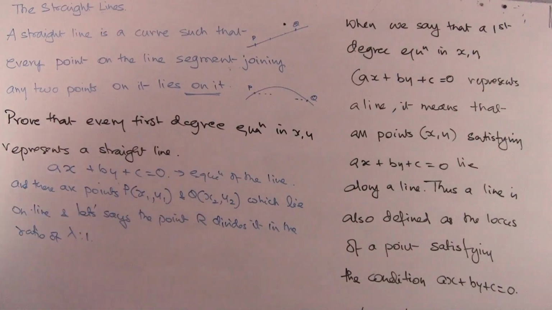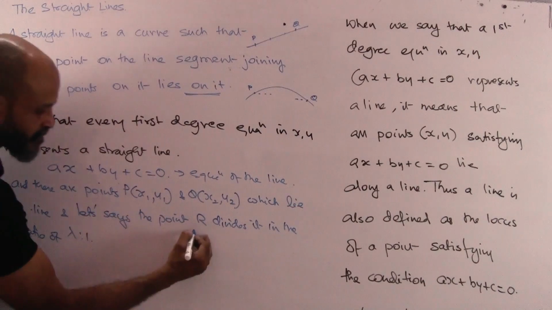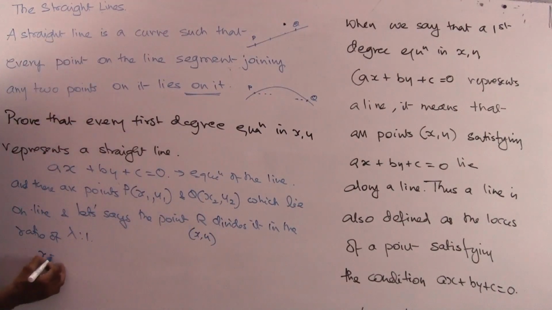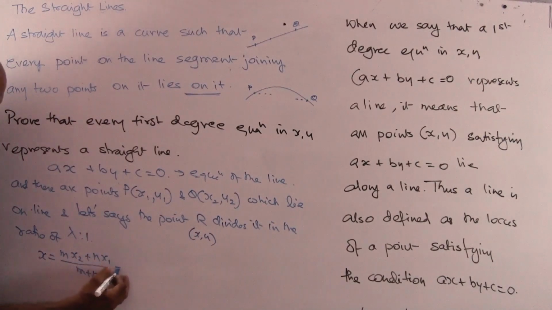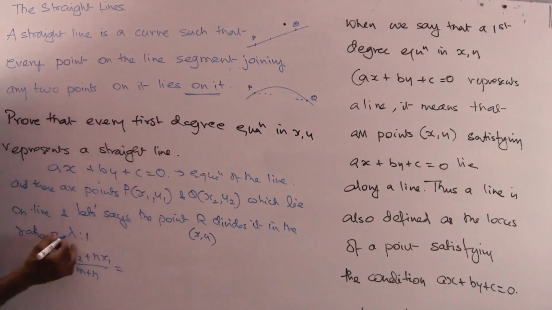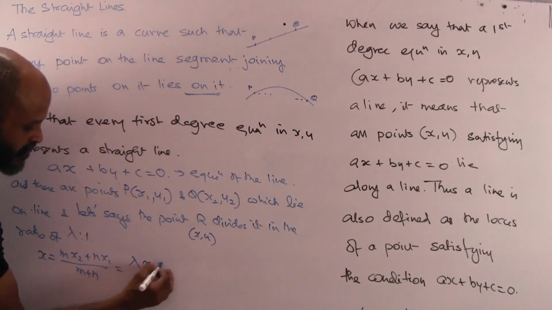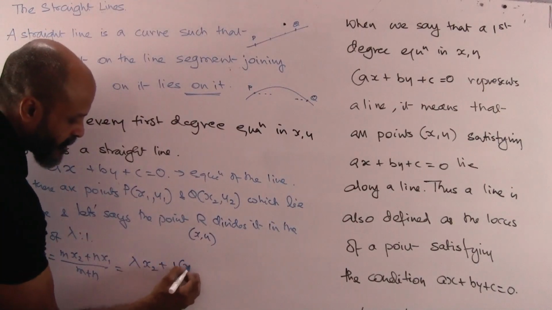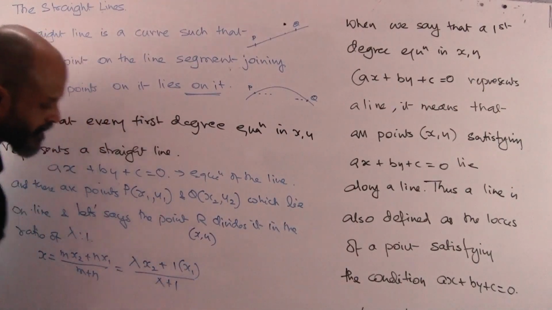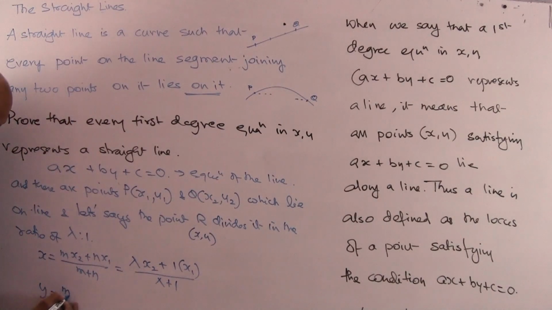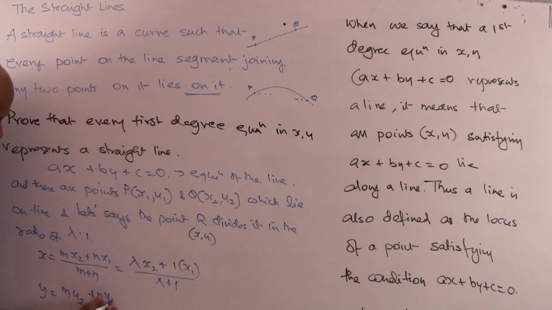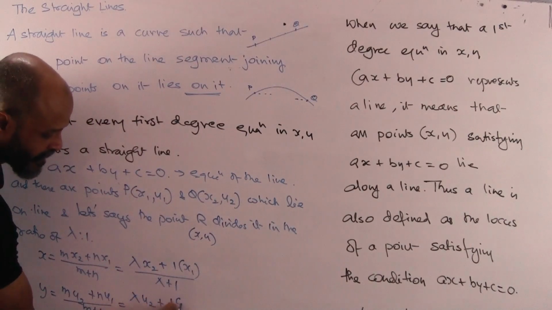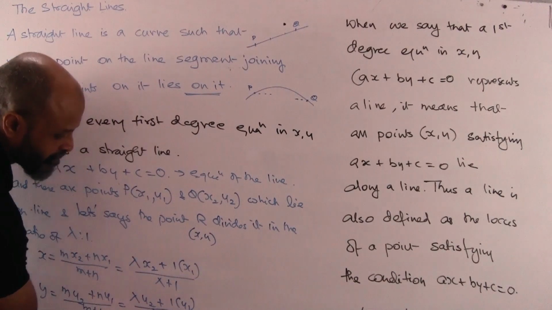Now we all know, if we have to find the coordinates of point R, let's say R is x, y, then x will be equal to mx2 plus nx1 upon m plus n. So this means lambda into x2 plus 1 into x1 upon lambda plus 1. In a similar way, y will be equal to my2 plus ny1 upon m plus n, something that we have already studied. So that will be lambda y2 plus 1 into y1 upon lambda plus 1.